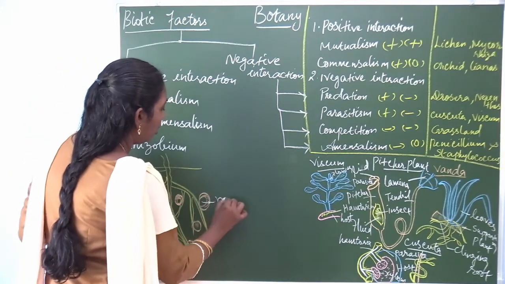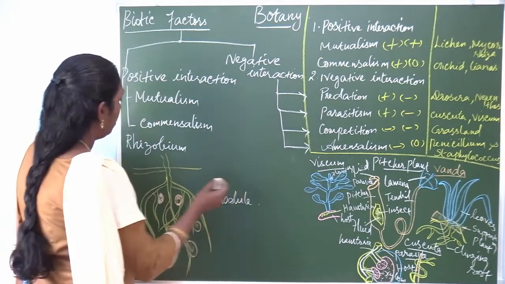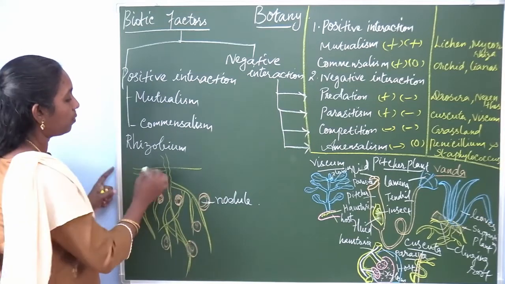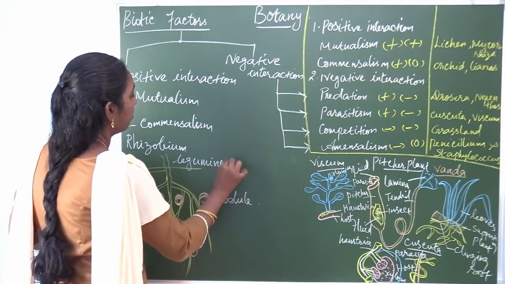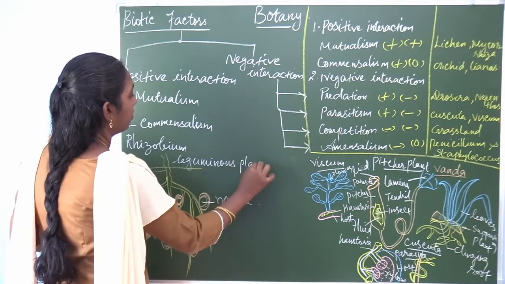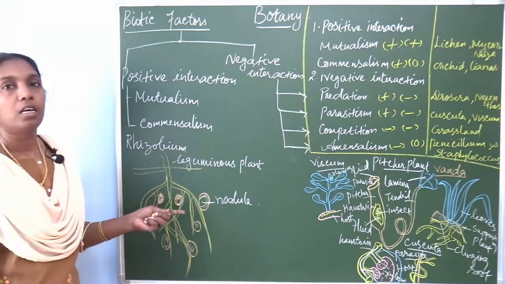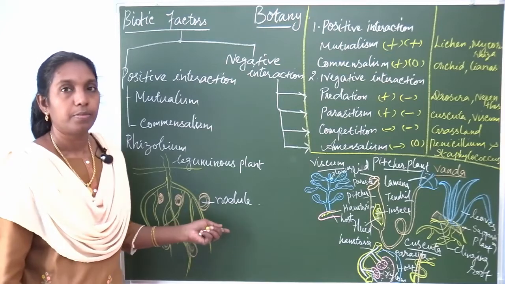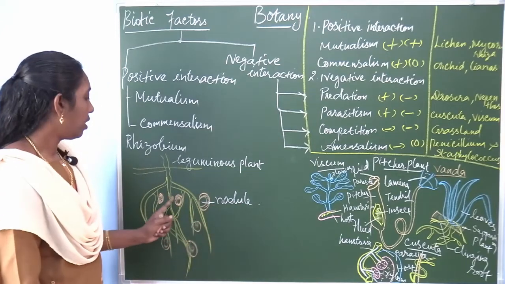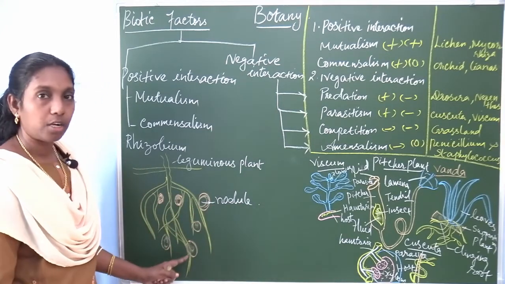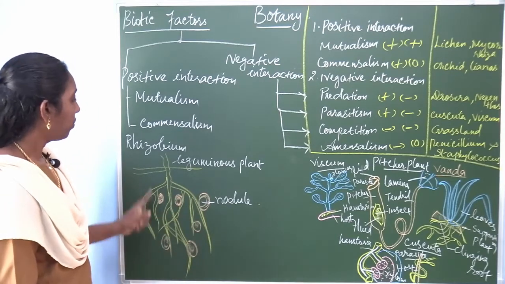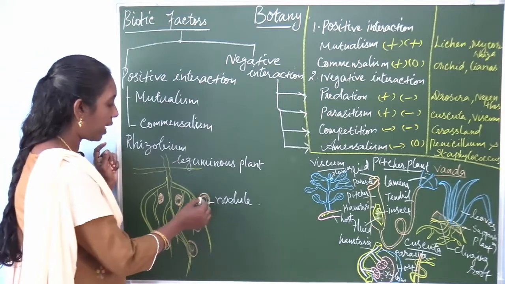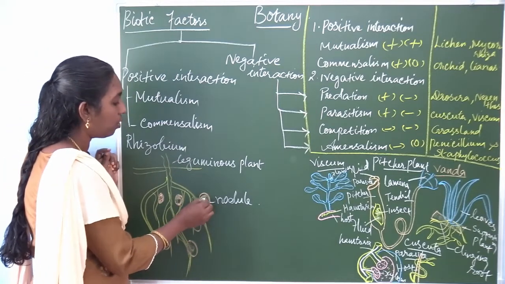Root nodule. This is found in leguminous plants, the legumes, pea plants, pea varieties. Here the root, this is a dicot plant with a taproot system, which contains root nodules. So Rhizobium is the bacteria which is present in the root nodule.